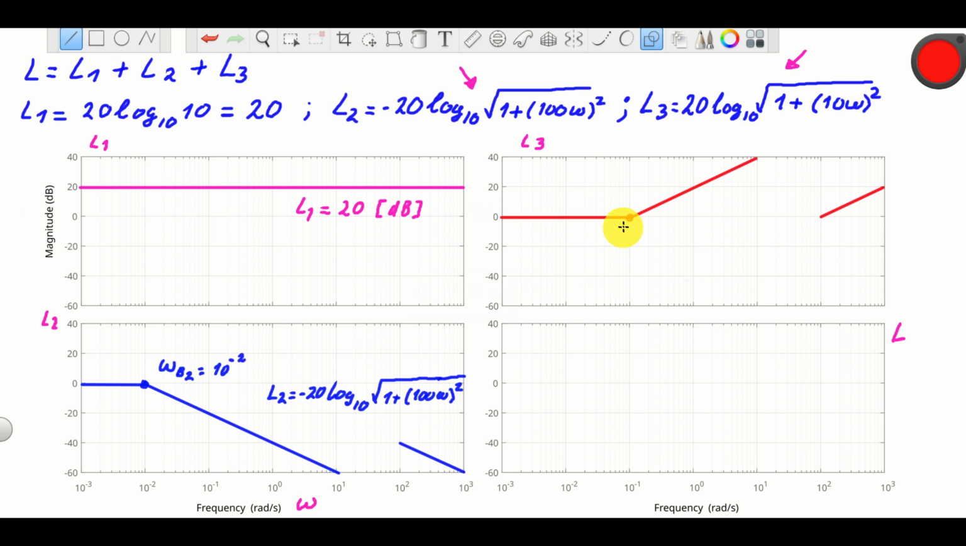Over here is our break frequency. Let's denote it. Let me turn off this type of typing, and the break frequency, let's call it W3, is 10 to the minus 1, and our function L3 has this form. It is 20 log with the base of 10 square root of 1 plus 10 omega squared.